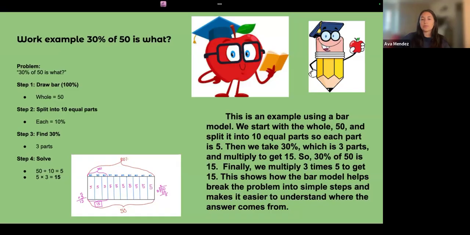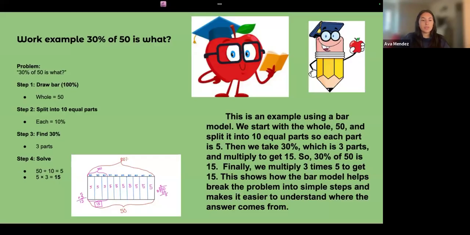This shows how the bar model helps break the problem into simple steps and makes it easier to understand where the answer comes from. For this example, we know how bar models help students solve percent problems visually and step by step. We begin with the whole amount, which is 50, and represent it as 100%. Then we divide the bar into 10 equal sections because each section represents 10%. Since 50 divided by 10 equals 5, each part is worth 5. Next, to find 30%, students identify 3 sections, since 30% equals 3 groups of 10. Finally, multiplying 3 by 5 gives us 15, so 30% of 50 is 15.